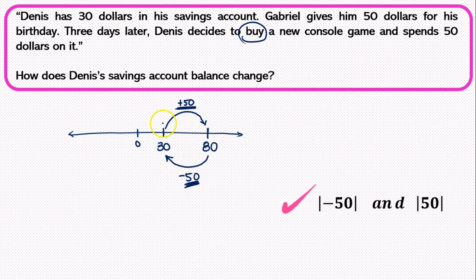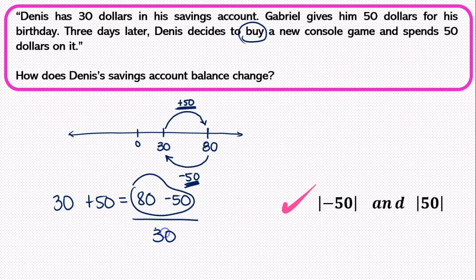What that means is that his net worth didn't change. He had $30. When he added $50, he ended up with $80. But again, when he spent $50, he went back to $30, which is the amount of money he began with, right?